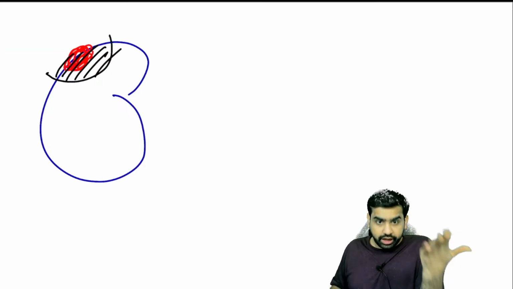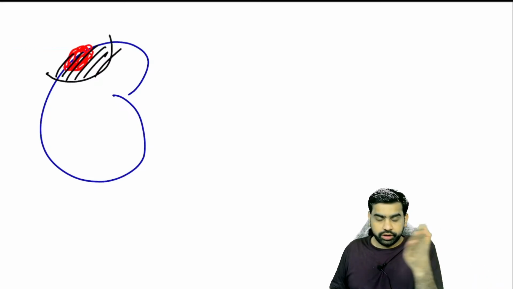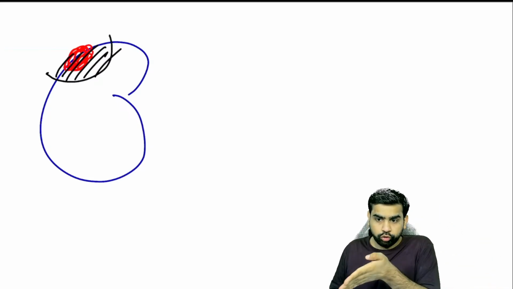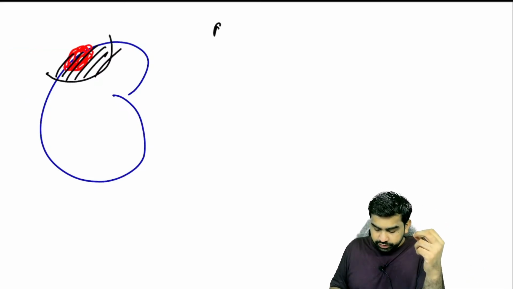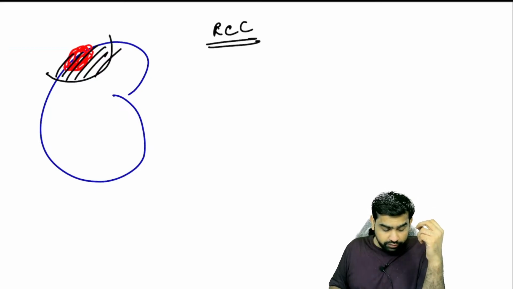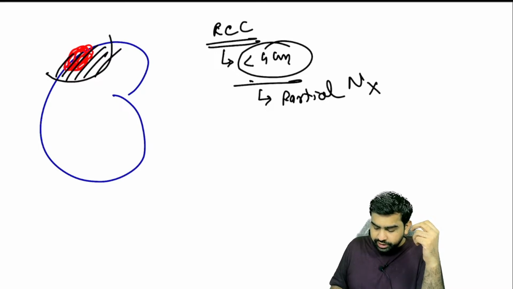They had asked you what is an indication of doing a partial nephrectomy. In a benign tumor, obviously, for example, angiomyolipoma or an oncocytoma, definitely you will prefer to go ahead with a nephron sparing surgery or partial nephrectomy. But even if you have a renal cell carcinoma, and the size of this renal cell carcinoma is less than 4 centimeters, then again you have to perform a partial nephrectomy.